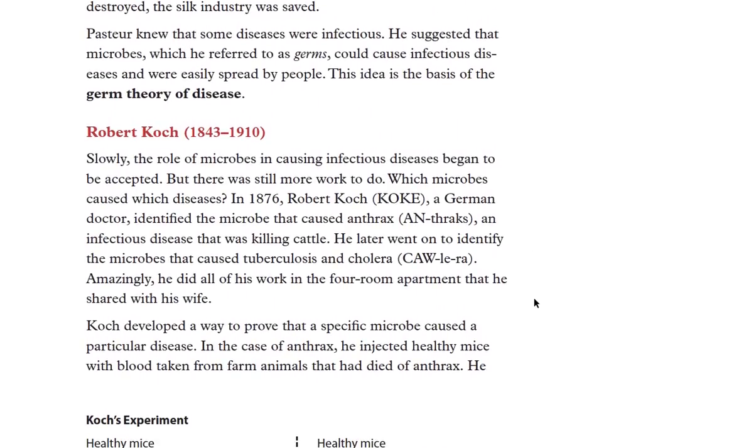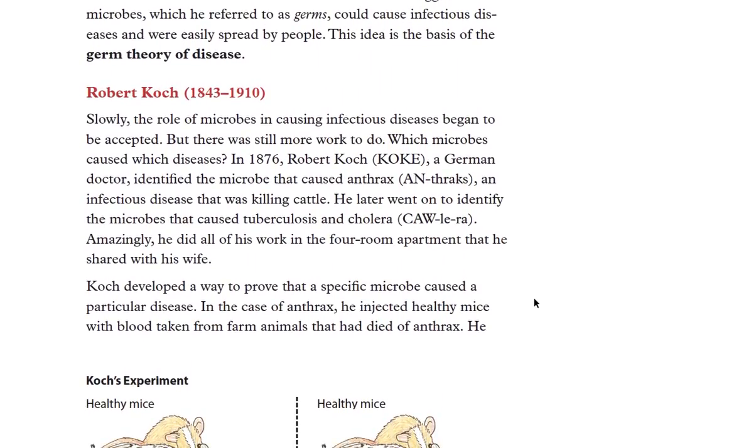Robert Hooke, 1843 to 1910. Slowly, the role of microbes in causing infectious diseases began to be accepted, but there was still more work to be done. Which microbes cause which diseases? In 1876, Robert Hooke, a German doctor, identified the microbe that causes anthrax, an infectious disease that was killing cattle. He later went on to identify the microbes that cause tuberculosis and cholera.